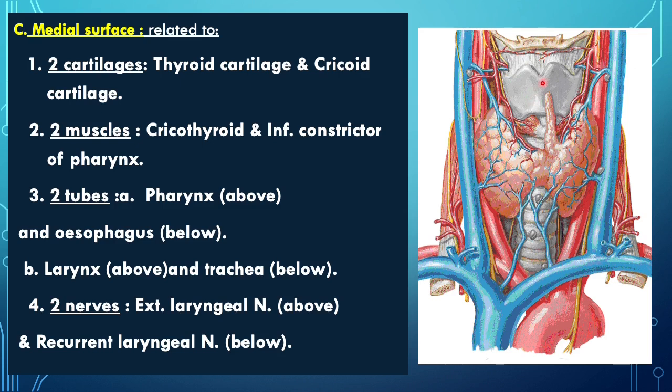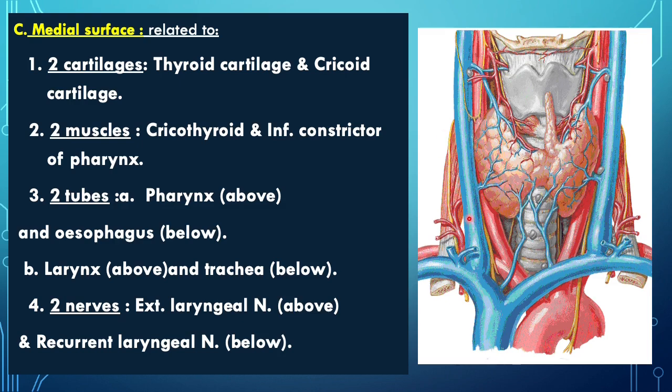Below, the larynx continues as the trachea, and the pharynx continues as the esophagus. Then we have two nerves here, the external laryngeal nerve, which comes down like this, and another nerve which returns back like this. So those two nerves are the laryngeal nerves, external and recurrent laryngeal nerve.